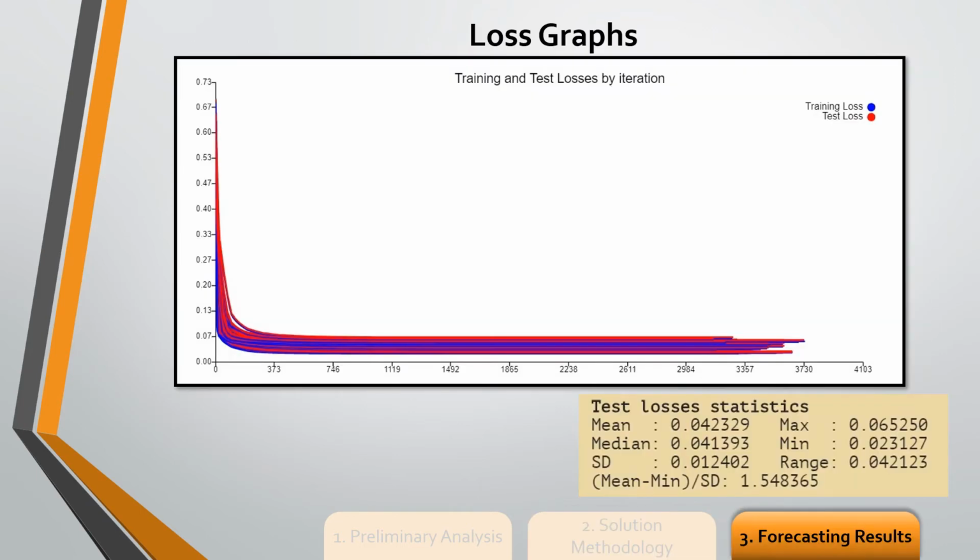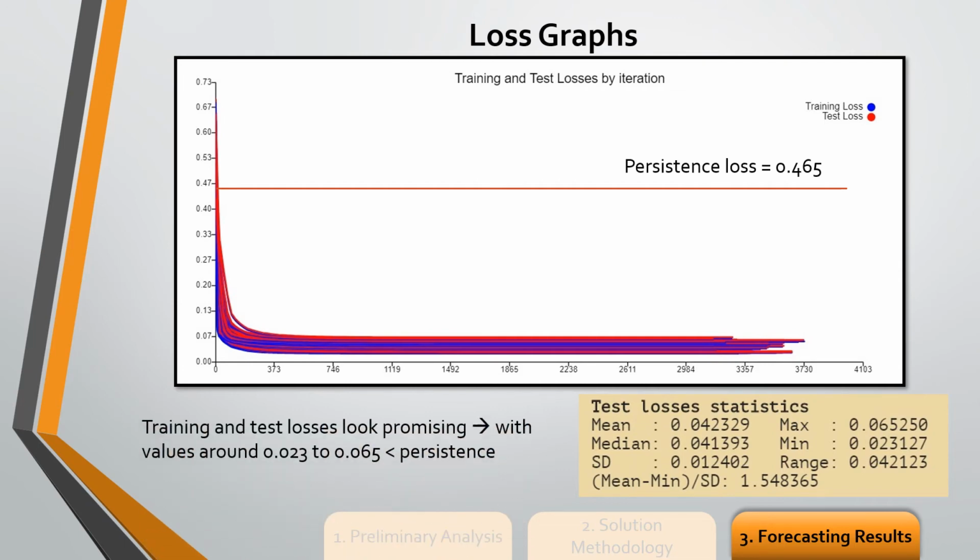Next, in the third part, I'll explain about the results presented by our board. As we can see from this loss graph, the persistent loss is 0.465 and the test losses are much lower than persistent loss. The range is around 0.023 to 0.065, which is very promising.